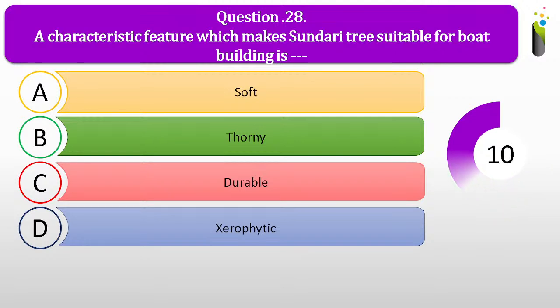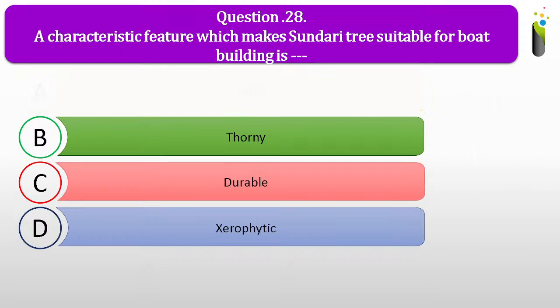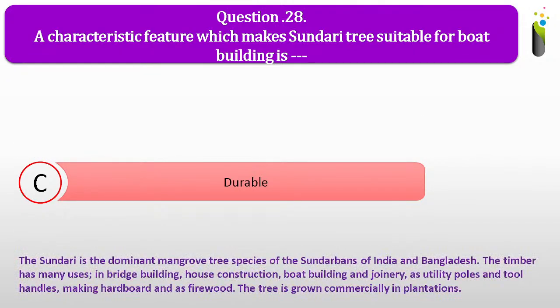And the correct answer for this question would be durable. The Sundari is the dominant mangrove tree species of the Sundarbans of India and Bangladesh. The timber has many uses in bridge building, house construction, boat building, and joinery, as utility poles and tool handles, making hardboard and as firewood. The tree is grown commercially in plantations.